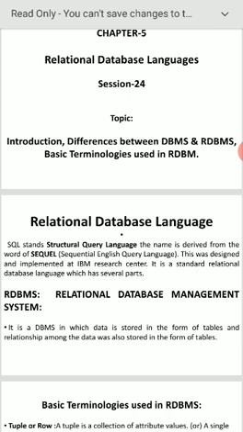RDBMS, Relational Database Management System. It is just like a DBMS, in which the data is stored in the form of tables. Tables means having a set of rows and a set of columns. A row is nothing but a tuple, a column is nothing but a domain. And the relationship among the data is also stored in the form of tables.